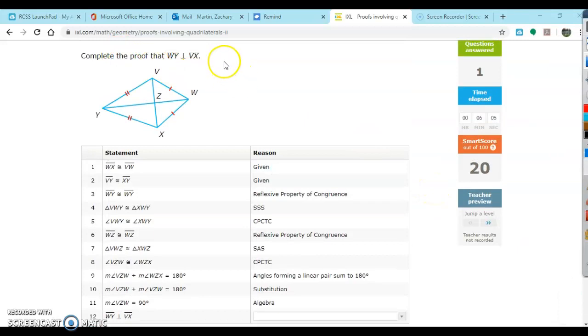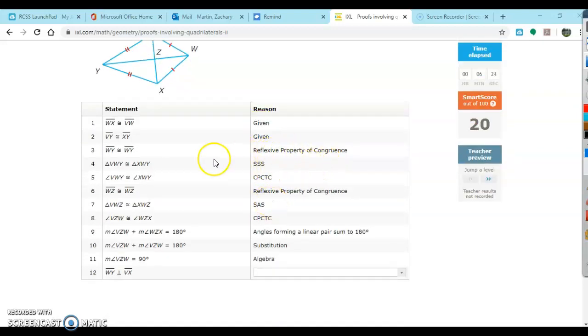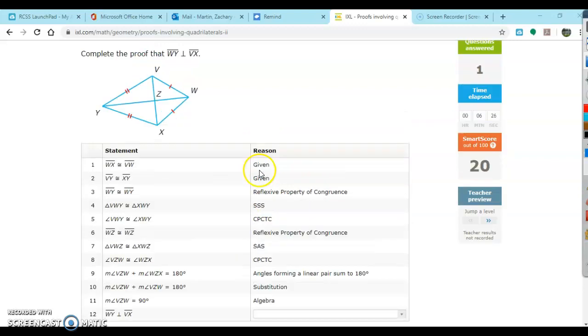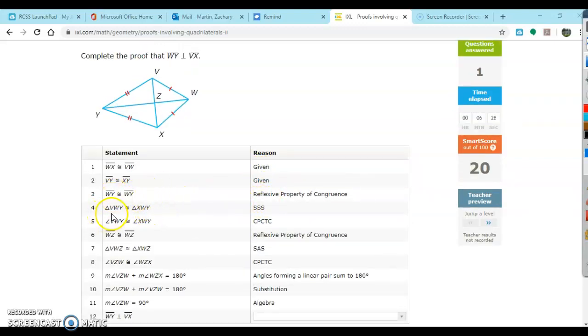So now complete the proof that segment WY is perpendicular to segment VX. Well, we know that VW is congruent to XW, and we also know that segment XY is congruent to segment VY. Those are givens. Then we get some other items here, reflexive property of congruence. We've got side, side, side. We've got two triangles that are congruent. Triangle VWY is congruent to triangle XWY. Also, CPCTC allows us to show that those angles listed there are congruent.